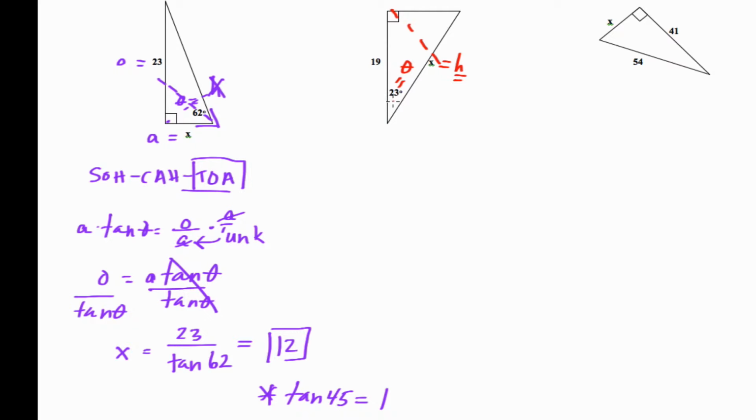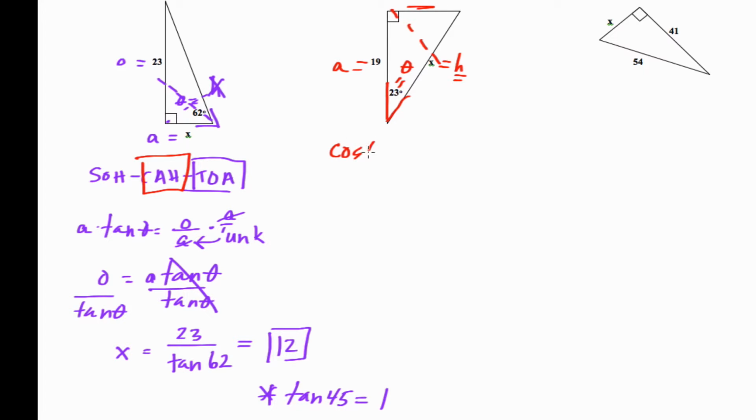19, is this opposite theta or is it adjacent? Well, the 19 makes up the angle theta along with the hypotenuse. It makes up theta, so this is the adjacent side. This side here is opposite, but who cares? I'm not asked to find it, and I don't know what it is. So what function has adjacent and hypotenuse in it? The cosine function.